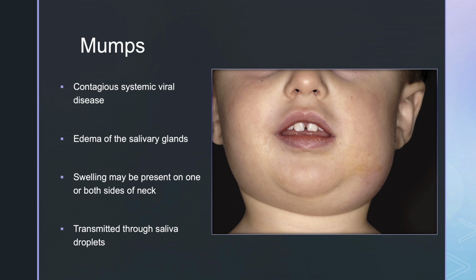Then we've got mumps, so another very contagious viral disease. And you'll see swelling of the salivary glands, maybe seen on one side of the neck or both sides. So this is transmitted through saliva, through droplets, so we're taking droplet precautions here. If you've got a mumps patient, we see this one-sided swelling here. So if you see swelling of the salivary glands, we can be thinking mumps.